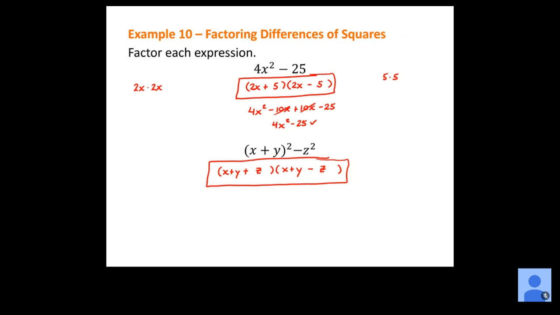So again, even though there's two terms, the x plus y and that first perfect square, we can still use our difference of squares formula here and get that factored form.